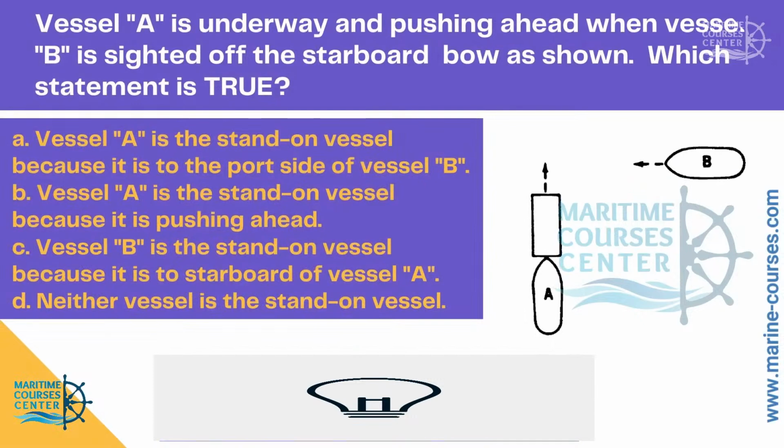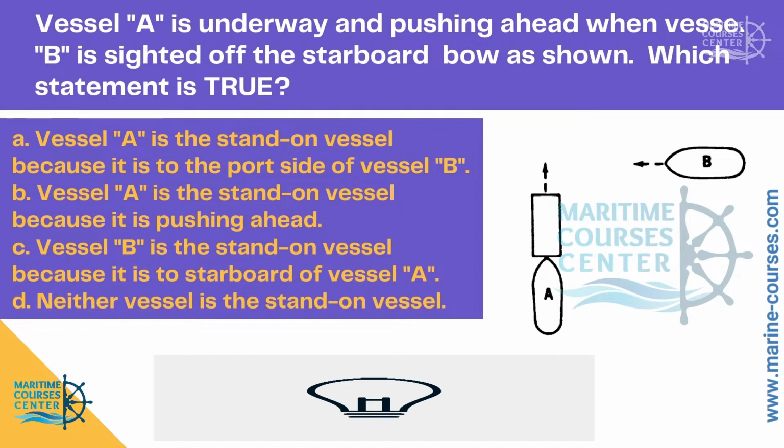Vessel A is underway and pushing ahead when a vessel B is sighted off the starboard bow as shown. Which statement is true? Here we have a picture of vessel A and vessel B. Please choose the right answer.